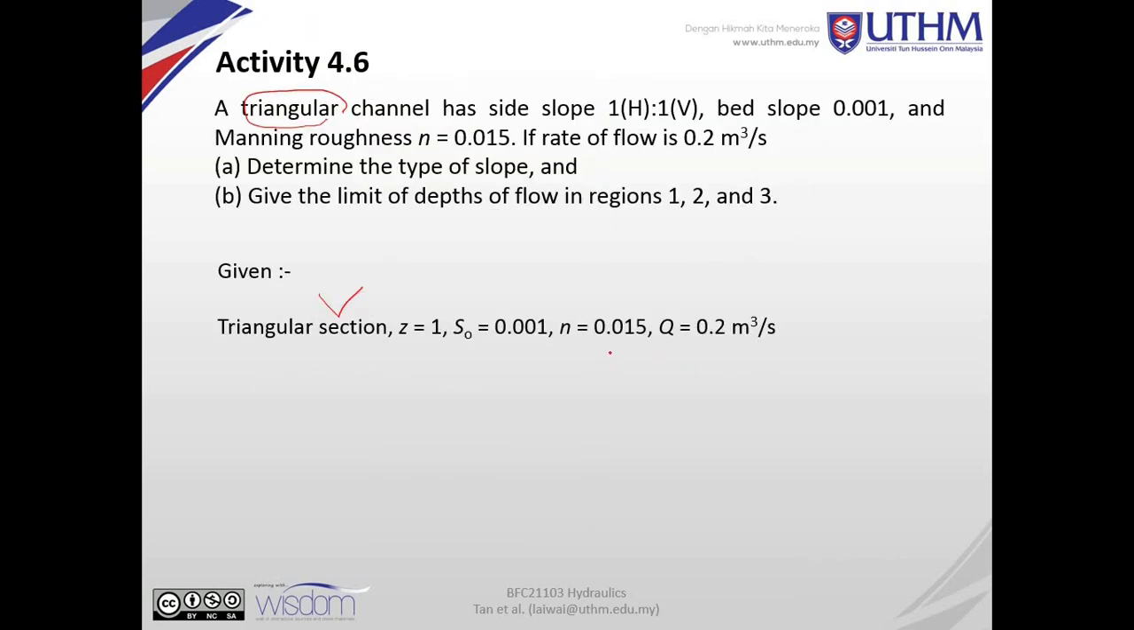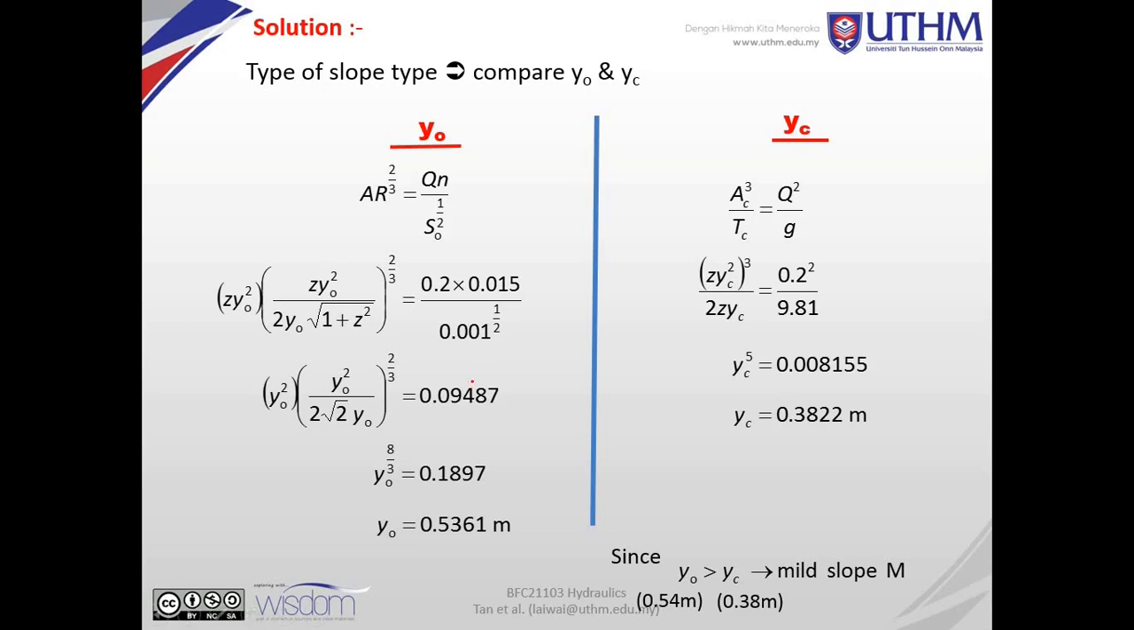Okay, we need to justify whether y0 or yc is given in the question. No, they both were not given in the question, so we need to calculate them separately. So begin with computing y0 first, applying the same formula as before, many equation, trial and error.